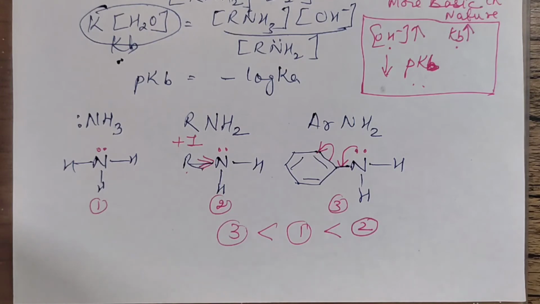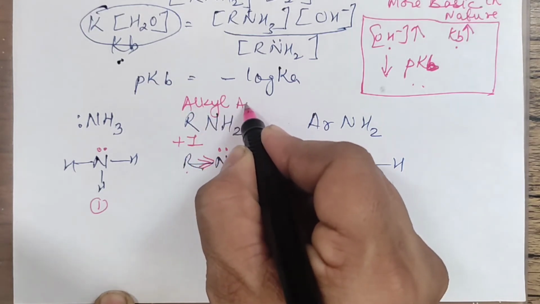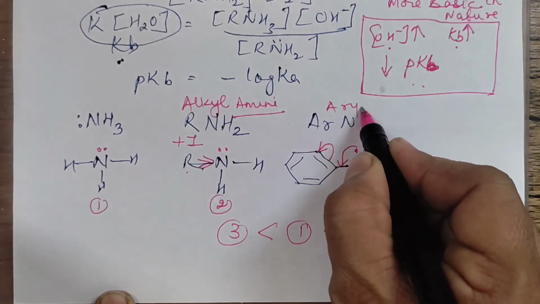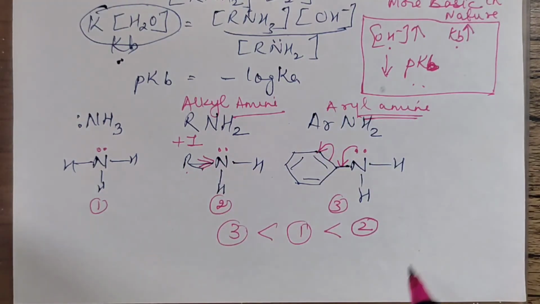So in case you're asked to compare an alkylamine, this is alkylamine, actually any alkyl, or an arylamine, or you are talking about ammonia, then you will find alkylamine is most basic, then comes ammonia, then is arylamine.